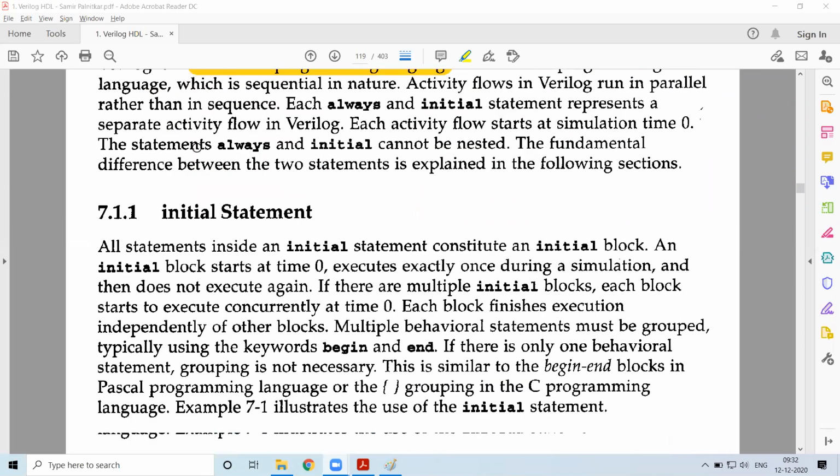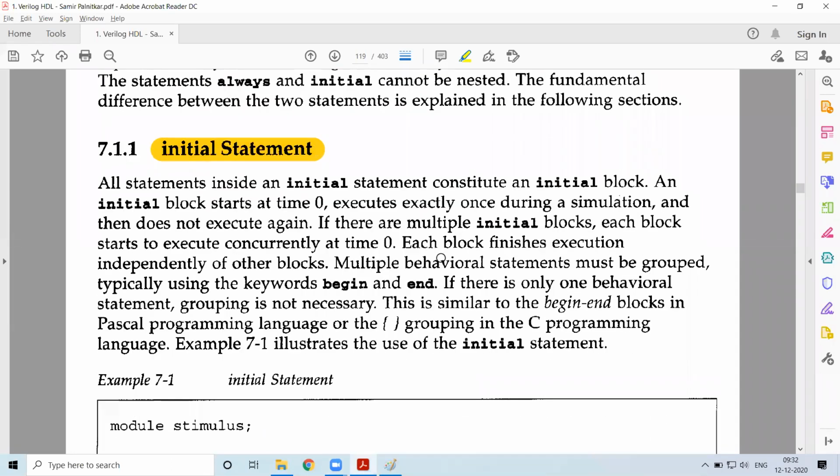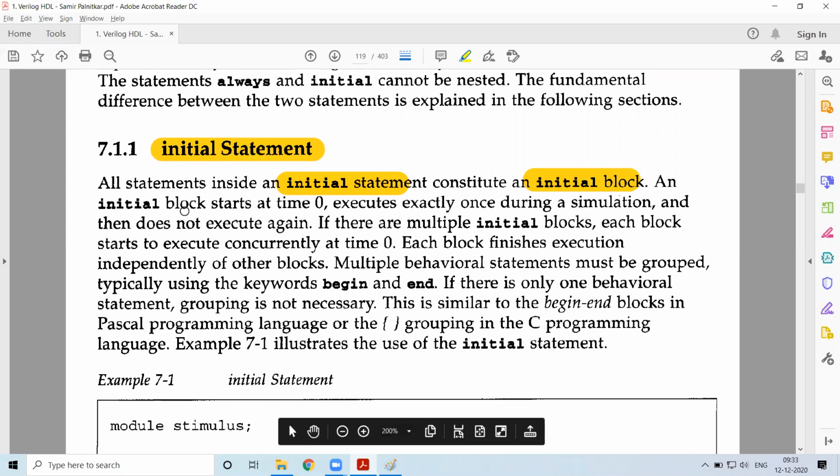So here we have the first one, that is the initial statement. The name itself tells that all statements that fall within this initial statement will form the initial block. Initial is a keyword in Verilog, which helps us identify that the statements present in this initial block will be executed only once. Generally it will be executed at time t equal to 0, that is, at the 0th simulation time.